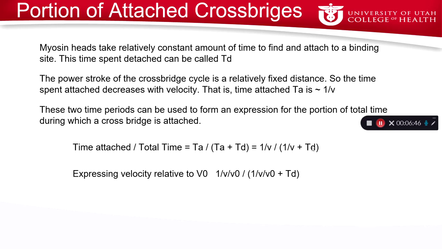Now, it's common in muscle physiology and muscle mechanics to express velocity relative to maximum velocity. So V over V0 is relative velocity. And so then this equation becomes this one, 1 over V0, divided by that same term, 1 over V over V0, excuse me, plus the detachment time.